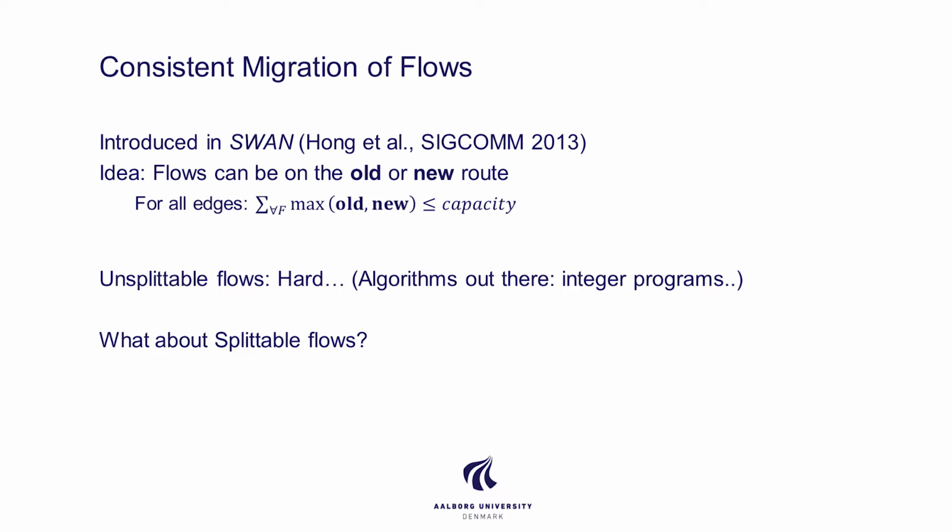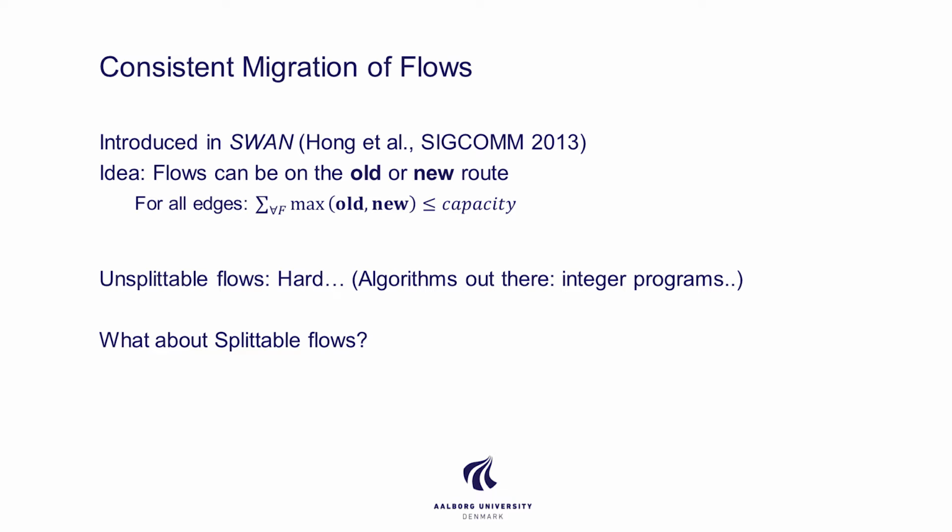So this consistent migration of flows was formally introduced some years ago at SIGCOMM, with the idea that a flow can be on the old route or on the new route, depending on when it's getting updated. So if you push out an update, what you want to ensure is that for every edge, no matter if the flow is on the old or on the new route, you don't violate the capacities.